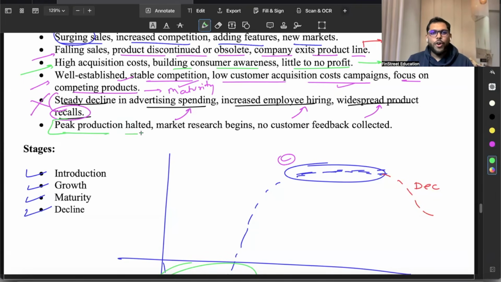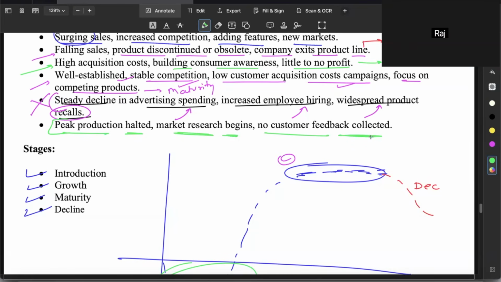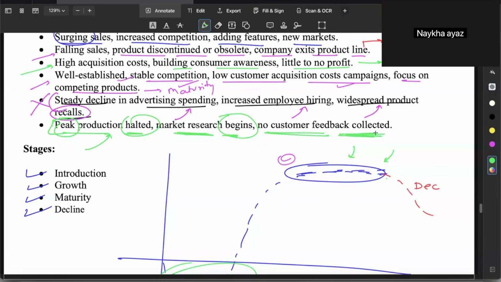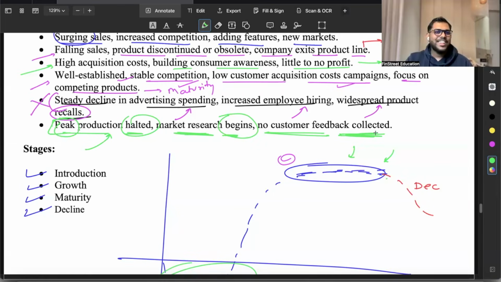नेक्स्ट, पीक प्रोडक्शन हॉल्टेड, मार्केट रिसर्च बिगिंस, नो कस्टमर फीडबैक कलेक्टेड. व्हाट डू यू थिंक? No match. पीक प्रोडक्शन हॉल्टेड. अब पीक आता कब है? मैच्योरिटी पे आता है. हॉल्टेड डजंट मेक सेंस, इसके बाद डिक्लाइन होना चाहिए. नेक्स्ट, मार्केट रिसर्च बिगिंस, यहां पर जाके मार्केट रिसर्च अ बिट सरप्राइजिंग. ठीक. एंड लास्टली, नो कंज्यूमर फीडबैक कलेक्टेड. अब मार्केट रिसर्च भी कर रहे हैं और कंज्यूमर फीडबैक भी इग्नोर कर रहे हैं. व्हाट काइंड ऑफ मार्केट रिसर्च इज दिस? अगेन completely off track, and that's why again no match.